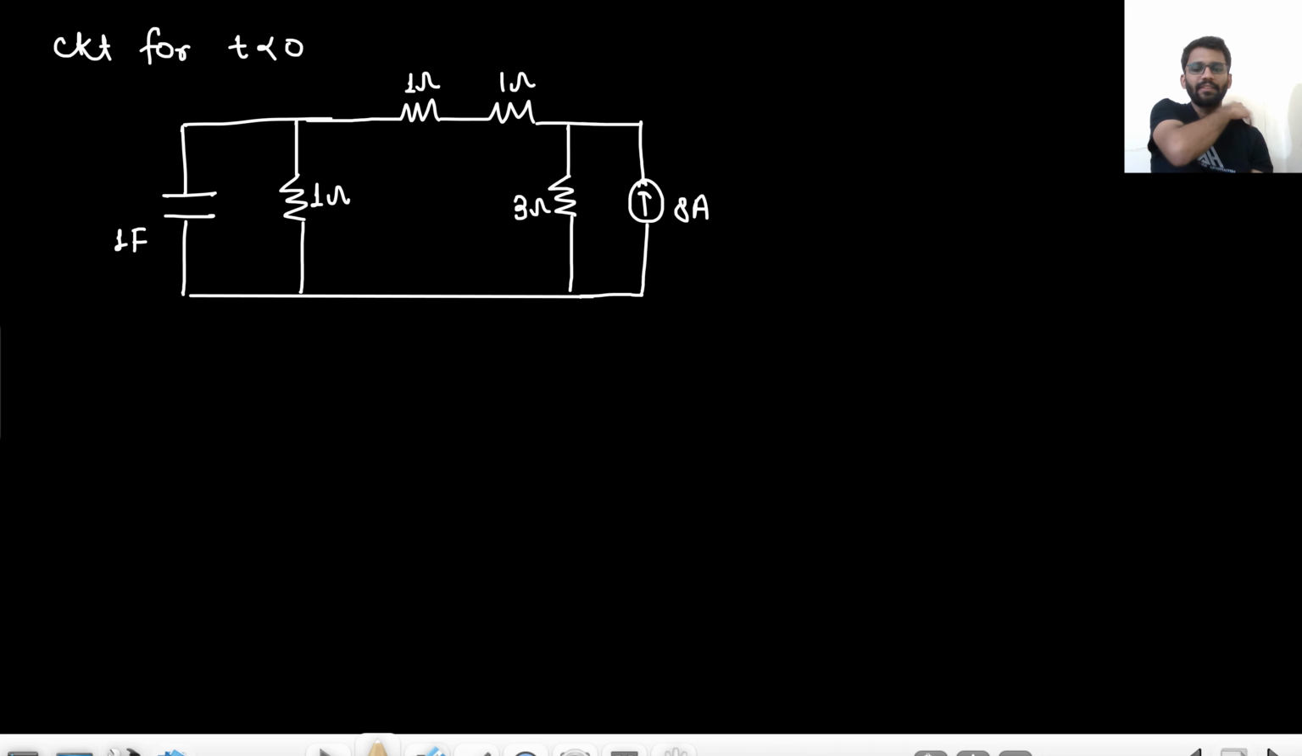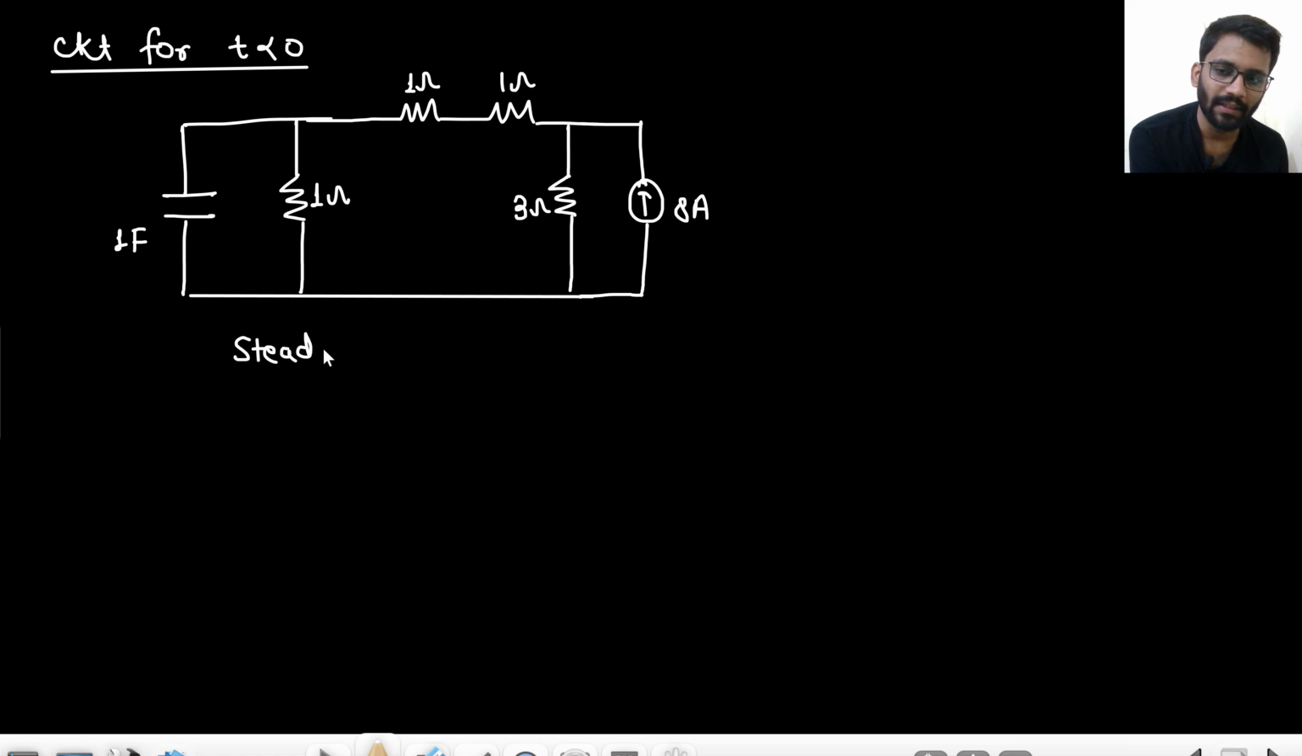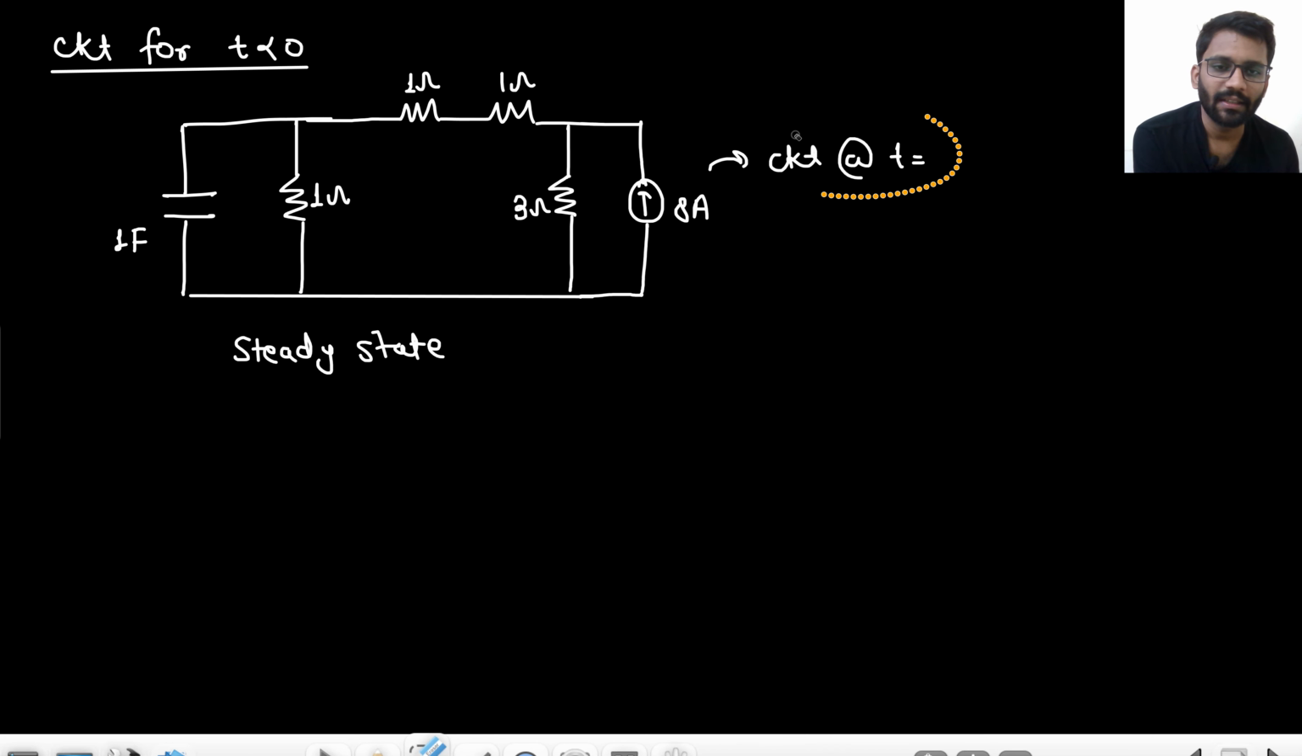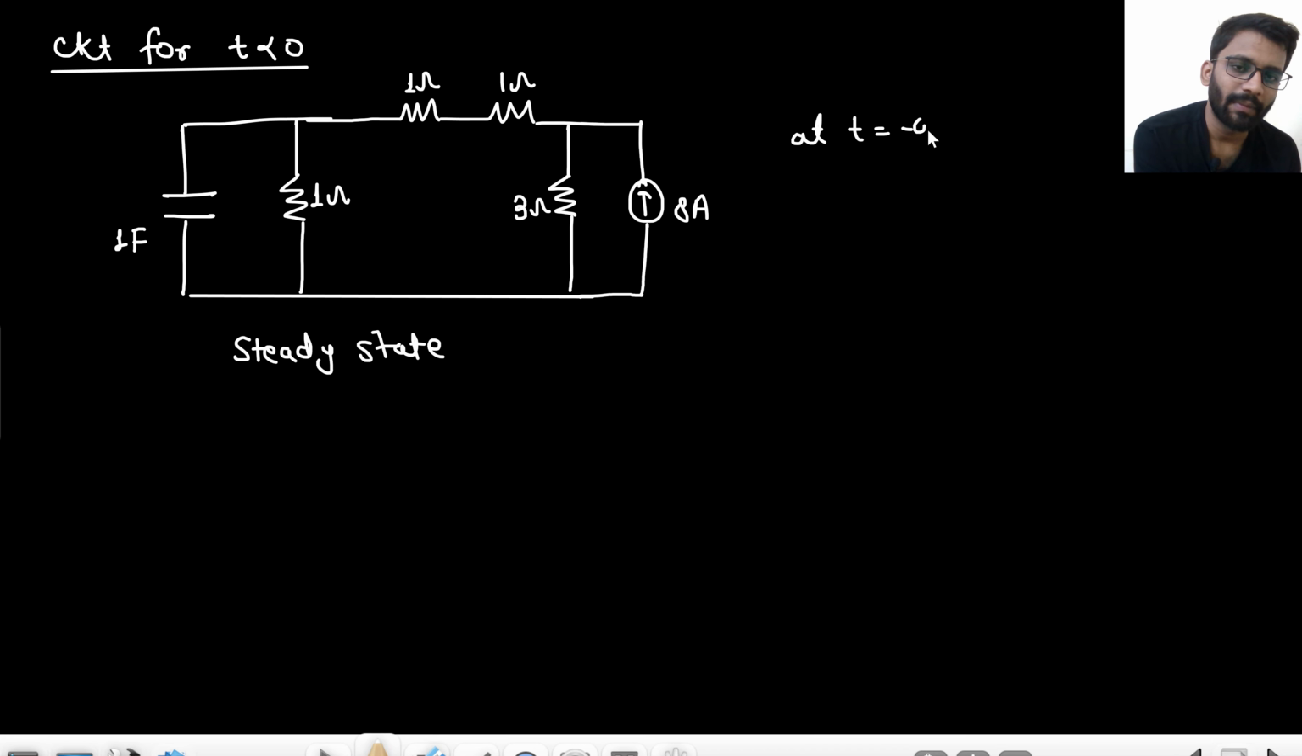Now steady state will be reached, right? In this time only steady state will be reached. So steady state will be reached in some time. This is actually the circuit at t equals to minus infinity, where the capacitor is shorted. At t equals to 0 minus, that means I am talking about steady state.